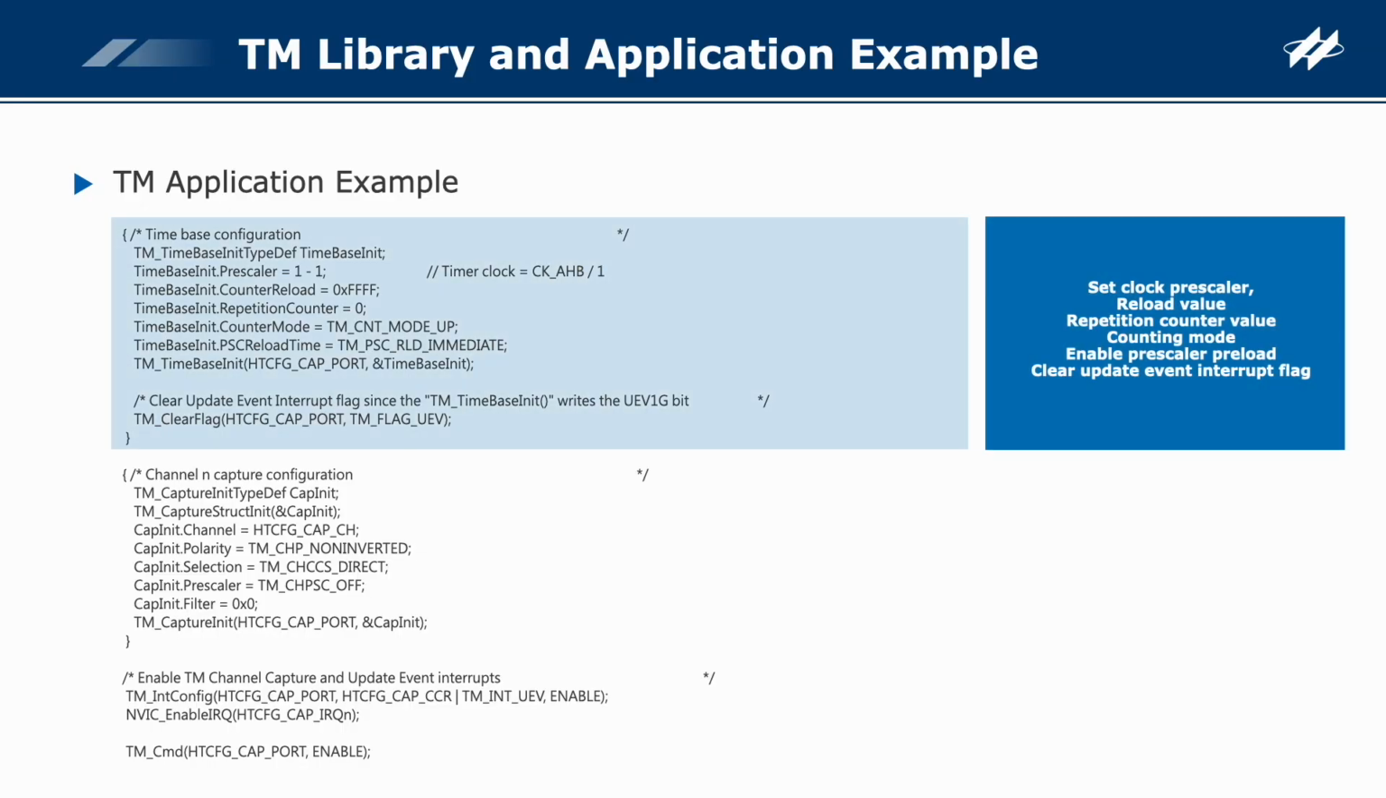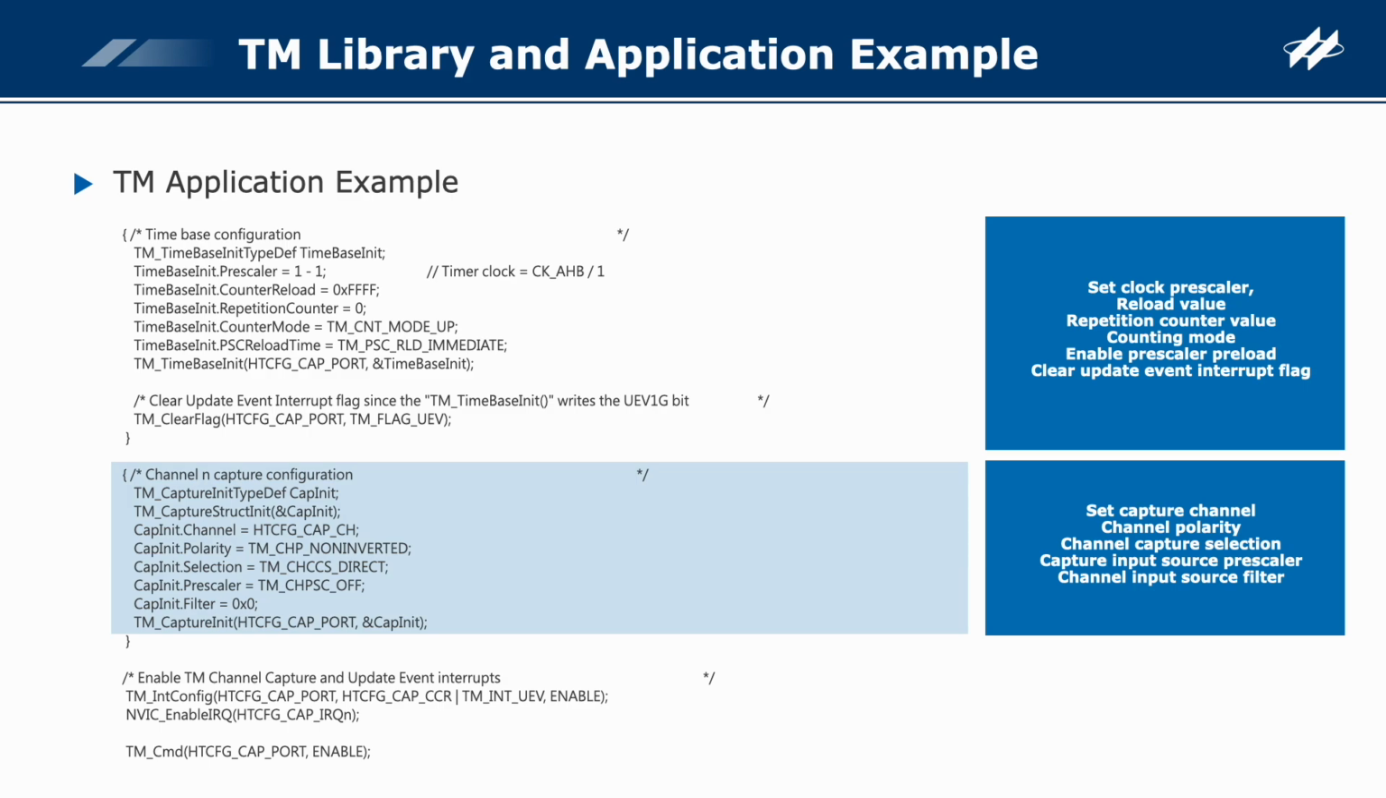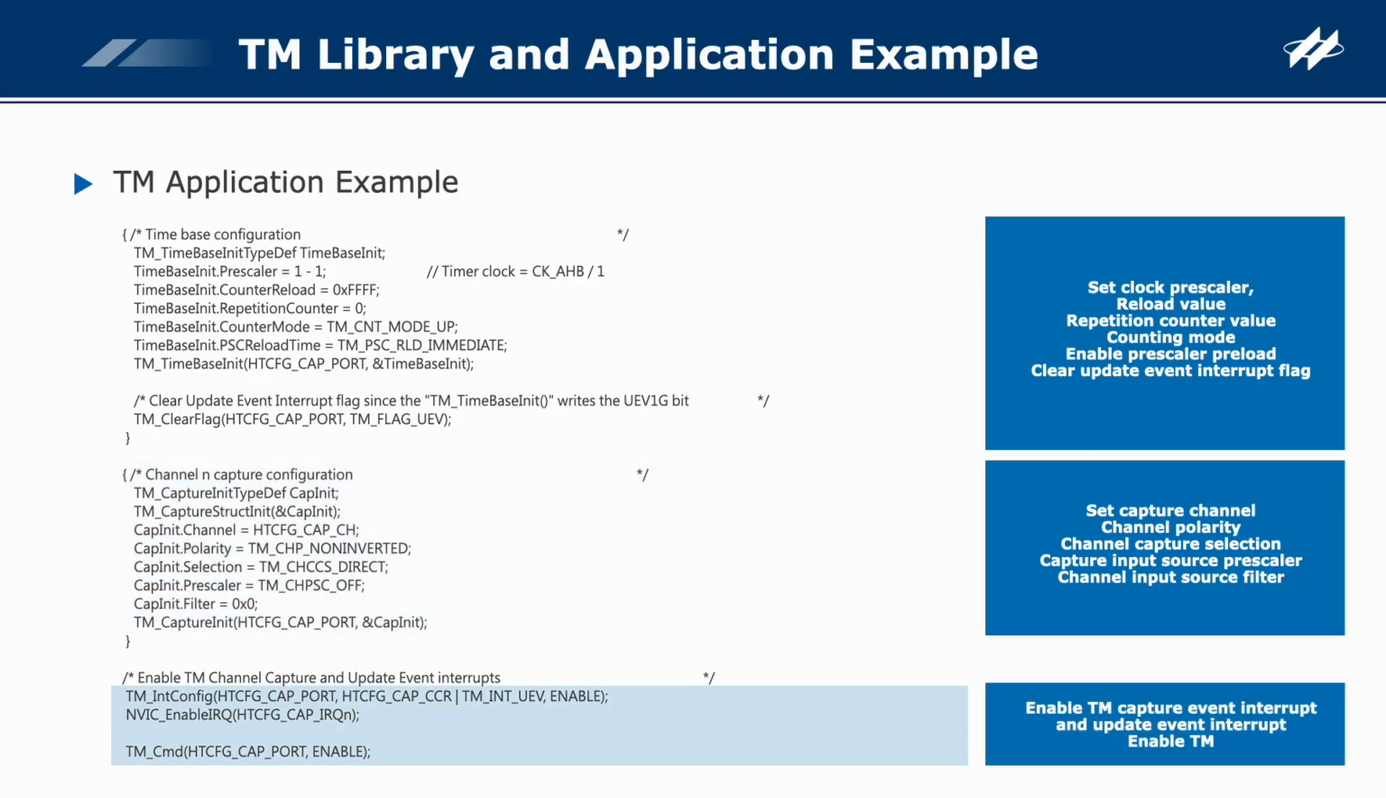These are the main configurations for the timer in the main program. First, perform the timer basic configuration. Set the clock prescaler, reload value, repetition counter value, and counting mode in sequence. Then, enable the prescaler preload function and clear the update event interrupt flag. Next, configure the timer capture channel. Set the capture channel, channel polarity, channel capture selection, capture input source prescaler, and channel input source filter in sequence. Finally, enable the timer capture event interrupt and update event interrupt, then enable the timer.